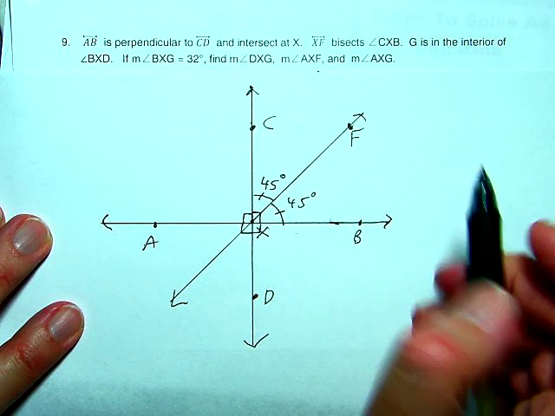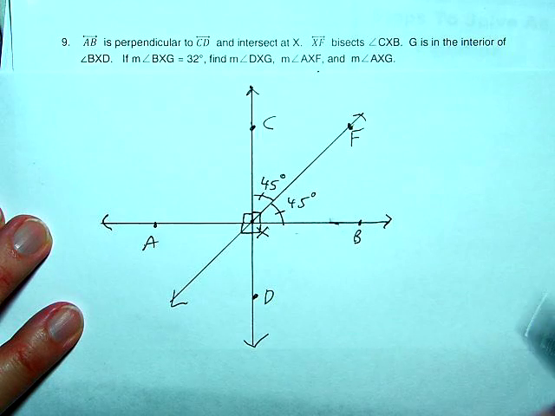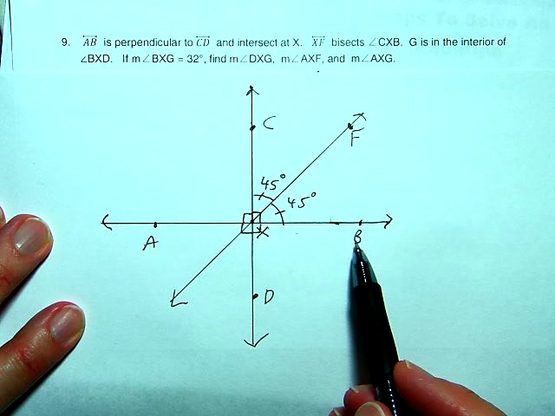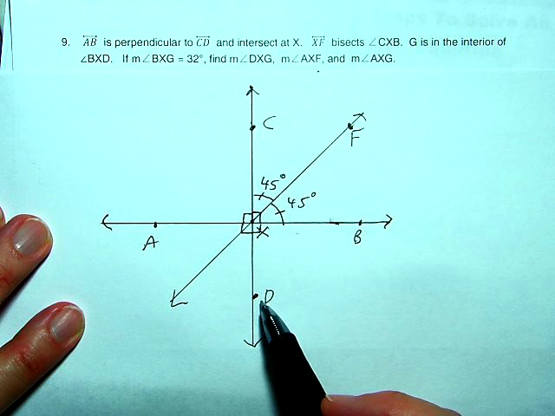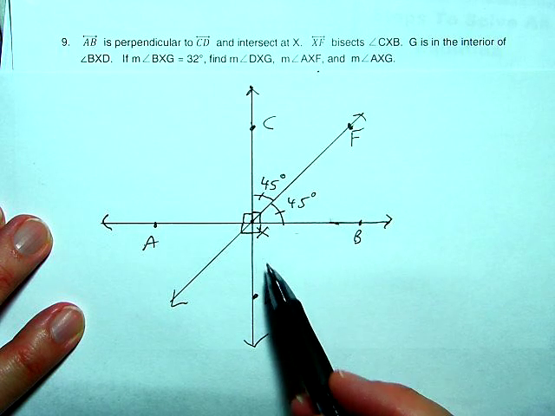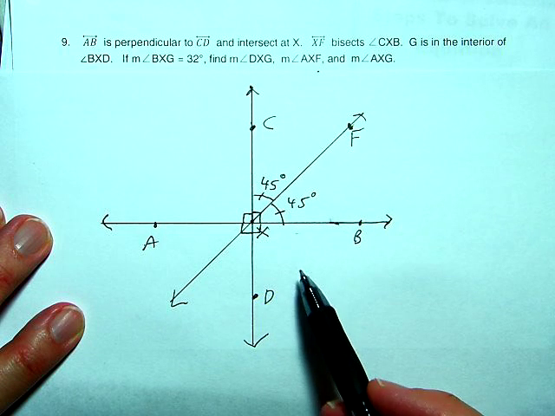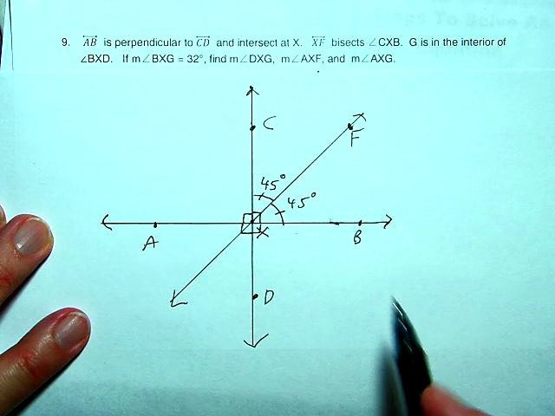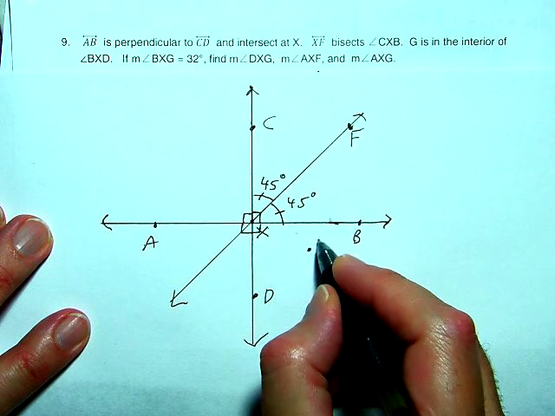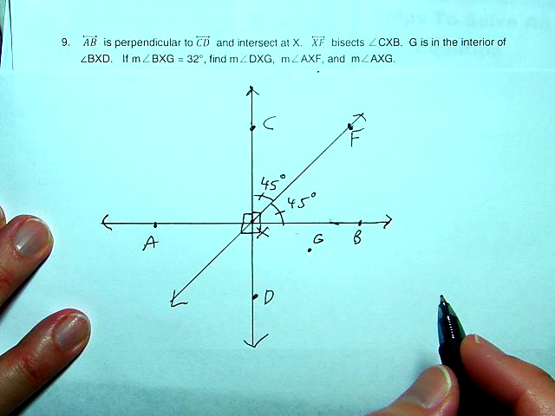Let's move on. G is in the interior of angle BXD. Okay, angle BXD, where is that? Well, this is B, this is D, and this is X. So angle BXD is in this quadrant, the lower right quadrant. And G is somewhere in the interior of this. Well, we don't exactly know where in the interior, so let's just pick some point like that, G, and put it in the interior.